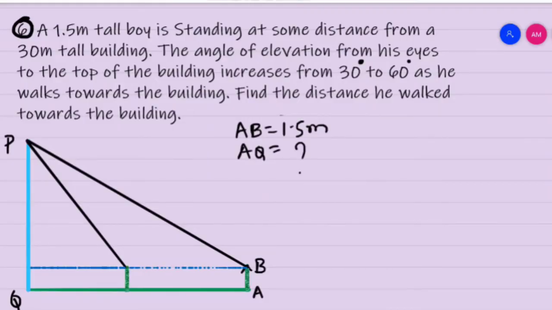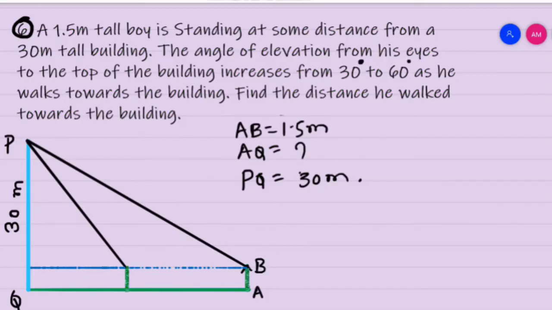And at some distance from a 30 meter tall building. Let PQ be the building which is 30 meters. Which one is 30 meter? PQ is 30 meters. So this is 30 meter tall. Okay, PQ is the 30 meter tall building.